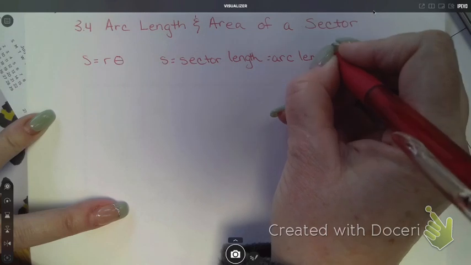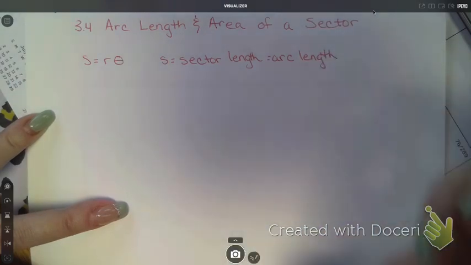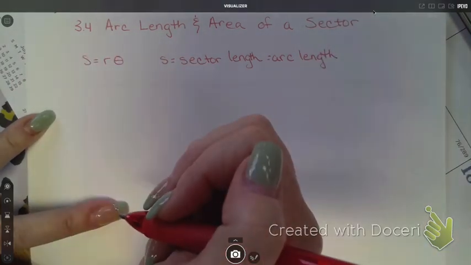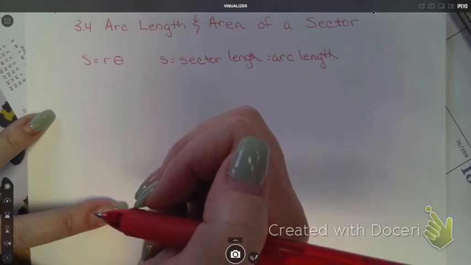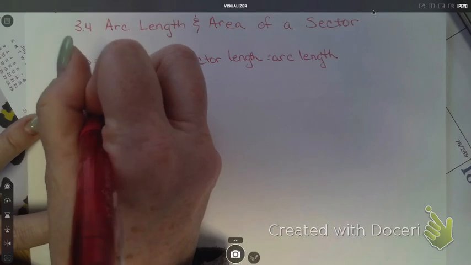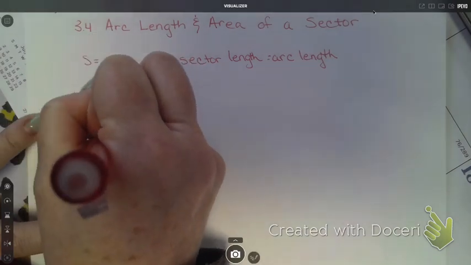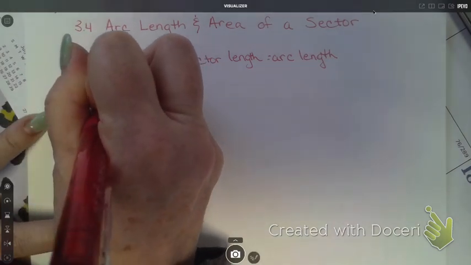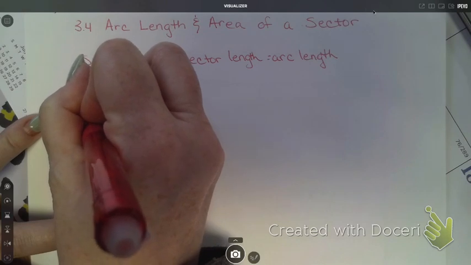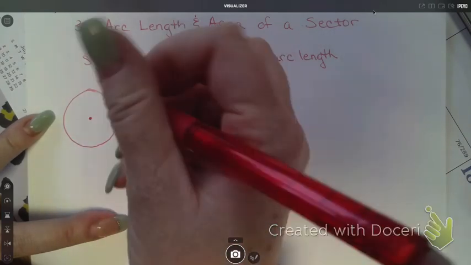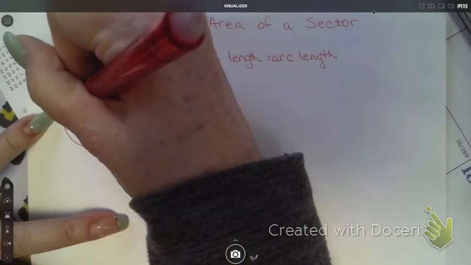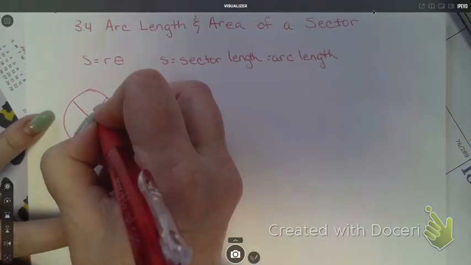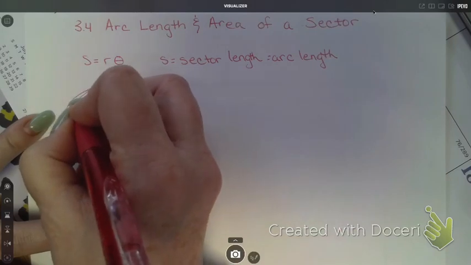Okay, what is a sector, guys? Part of a circle. A cut of a circle. Well, it is a part of the circle, but it's a specific part of the circle. It's from the center of the circle, the section between two radii. So this is the sector right here.